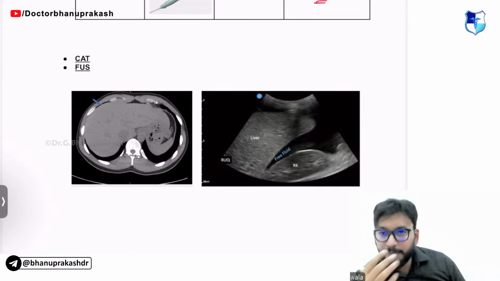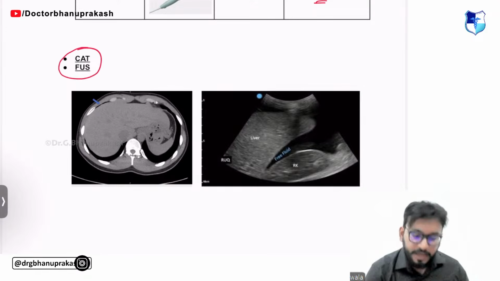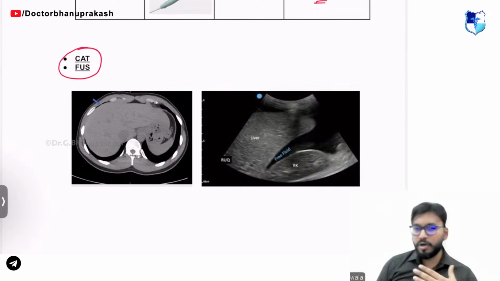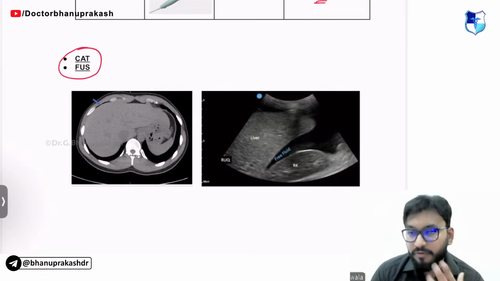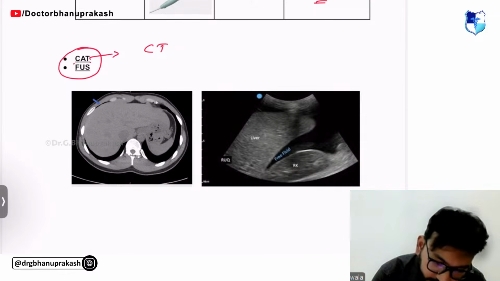One point that helped me score marks in my exams, this simple thing, guys. CAT creates a fuss. This is my mnemonic that I have made. CAT creates a fuss. It means CAT stands for CT scan. The C and T stand for CT scan.